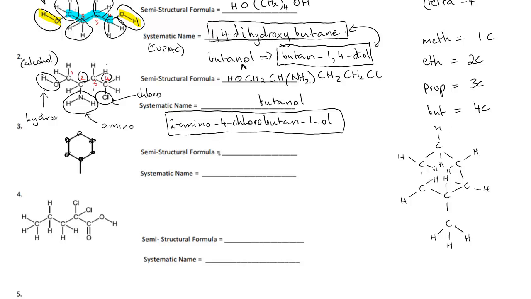So, semi-structural formula, in this case, we know that we have 5 CH2s. We can see that we have 5 CH2s, they're all around here. We have 5 of them. And then on our last carbon there, which is this one here, we have 1 hydrogen. And then we have a methyl group. So that's a semi-structural formula.